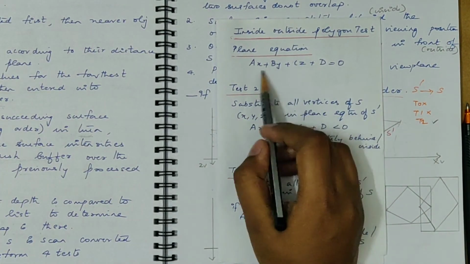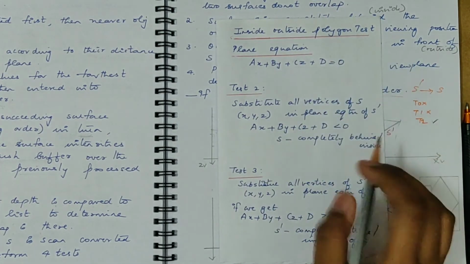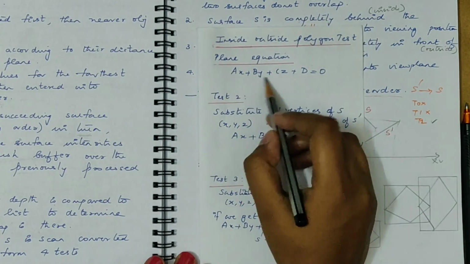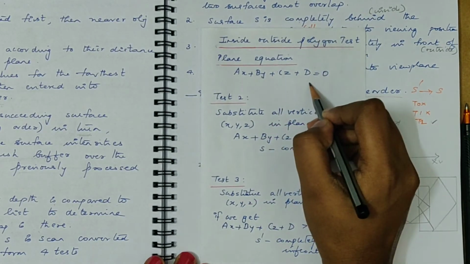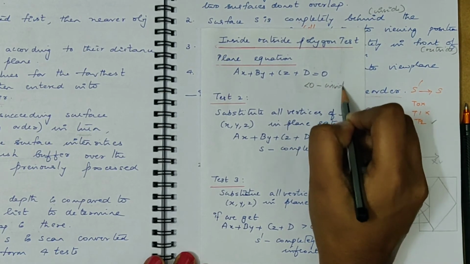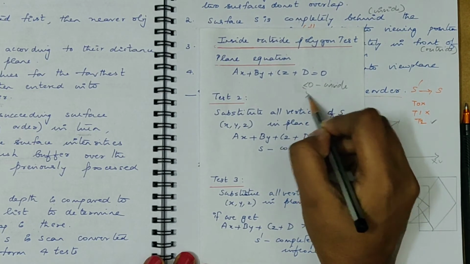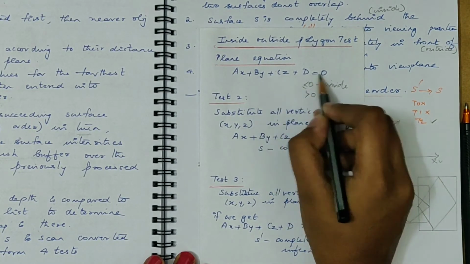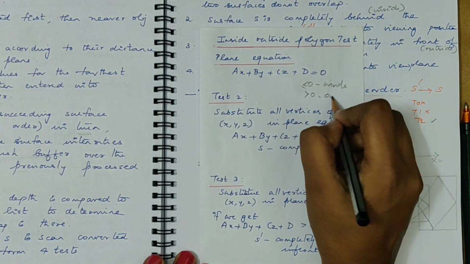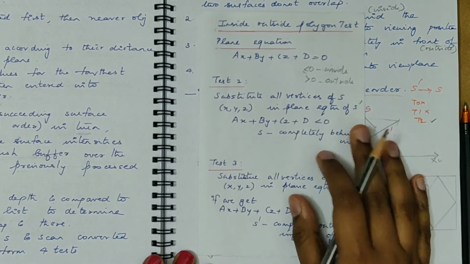For that we will be using the plane equation ax + by + cz + d = 0. Here we already know that if you take any xyz point and substitute it, if the value is less than or equal to 0, you say that it is inside the polygon. But if you substitute any point in the plane equation and get an answer greater than 0, then you call it outside. So the same principle we follow here.